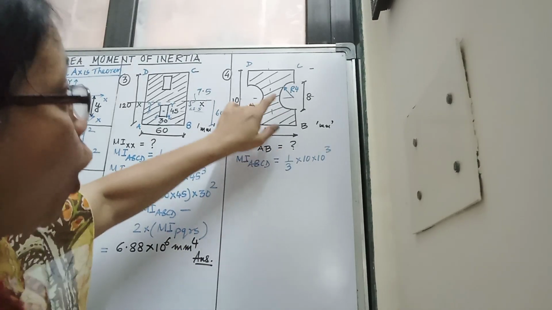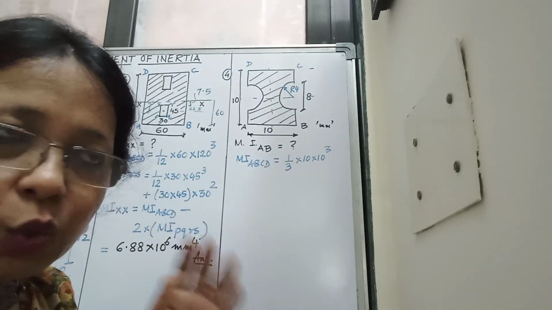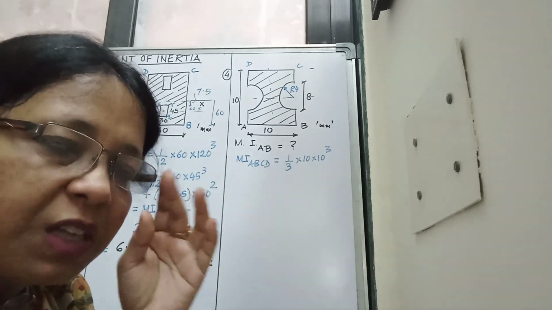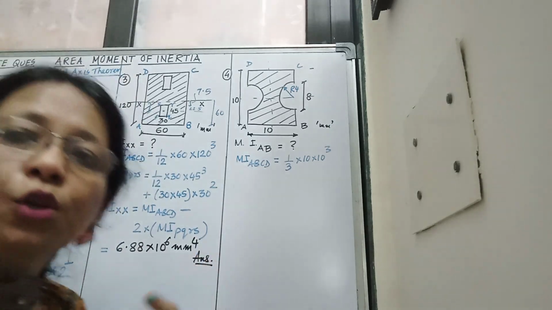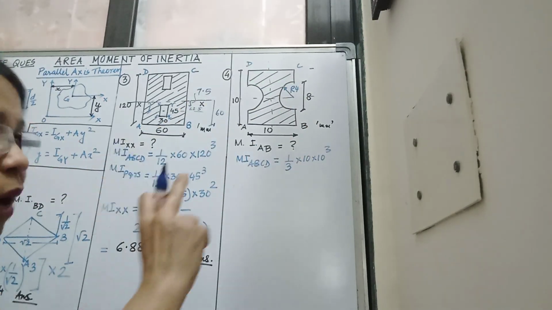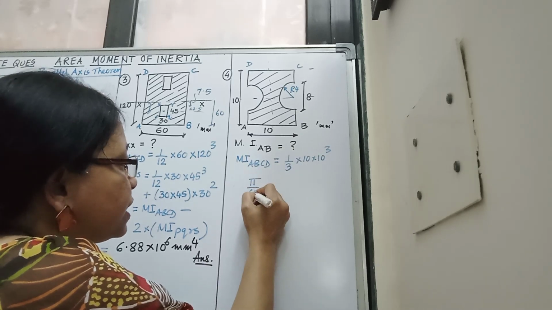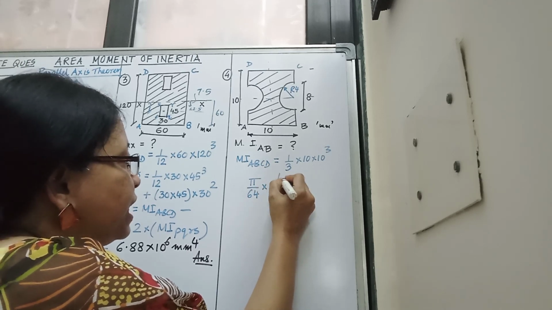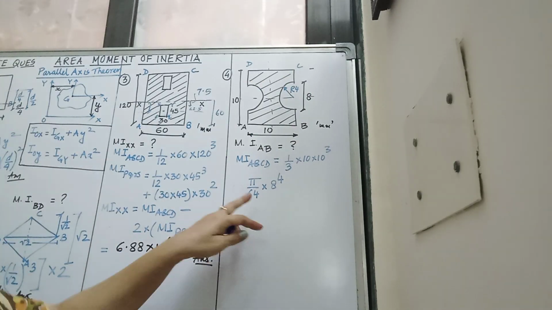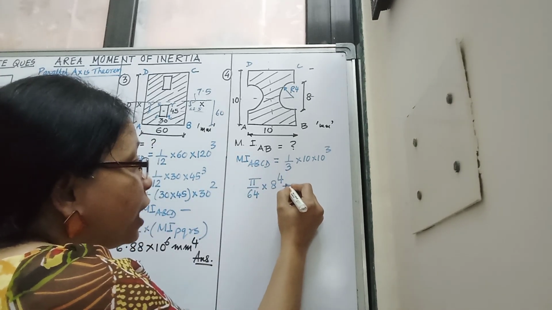You can do it that way, or these two semicircles form a full circle. This problem is very, very conceptual and very tricky. So if you do it in an intelligent way, you will manage it. Otherwise it will take much time and you may make a mistake in calculation. So these two semicircles make one bigger circle. One big circle's moment of inertia is equal to pi by 64 d raised to 4. What is d? D is 8, the diameter is 8. So 8 raised to 4. Pi by 64, 8 raised to 4, plus, this is the centroidal moment of inertia, right?